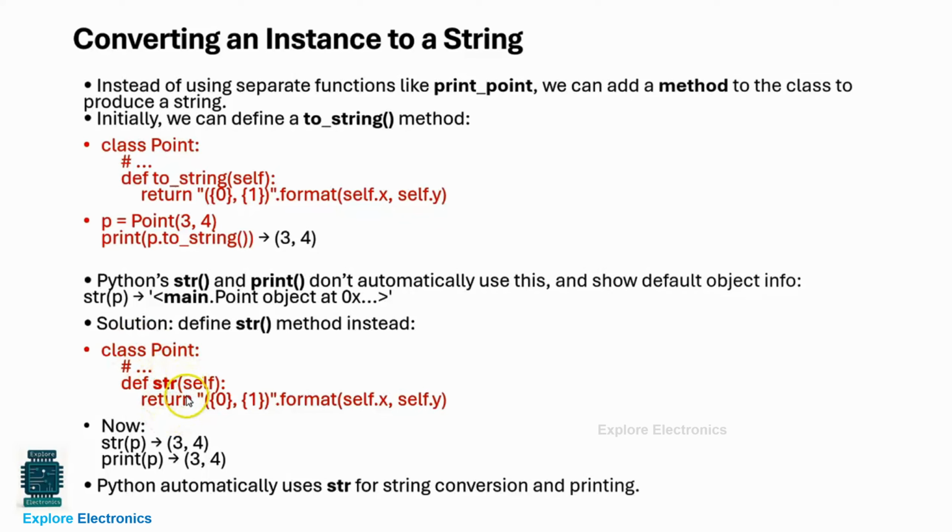In this example, __str__ defines how an object looks when it is printed. So str(p) and print(p) both call __str__ and show the output as (3, 4). That's why str and print both call __str__. Python automatically uses __str__ for string conversion and printing.